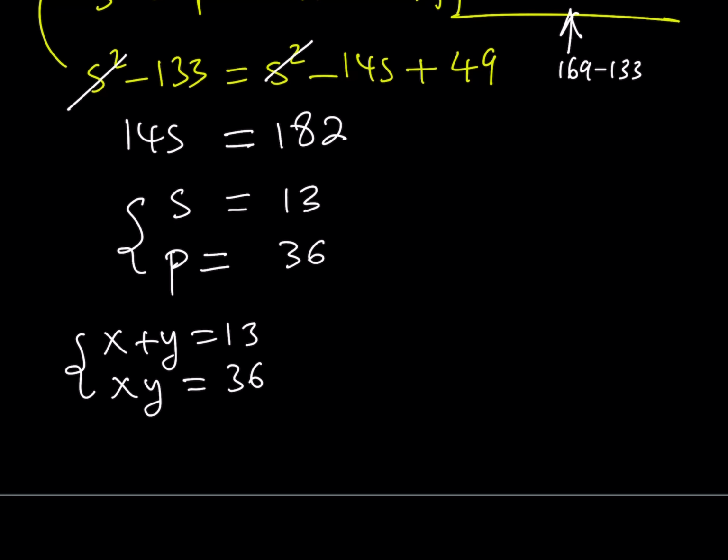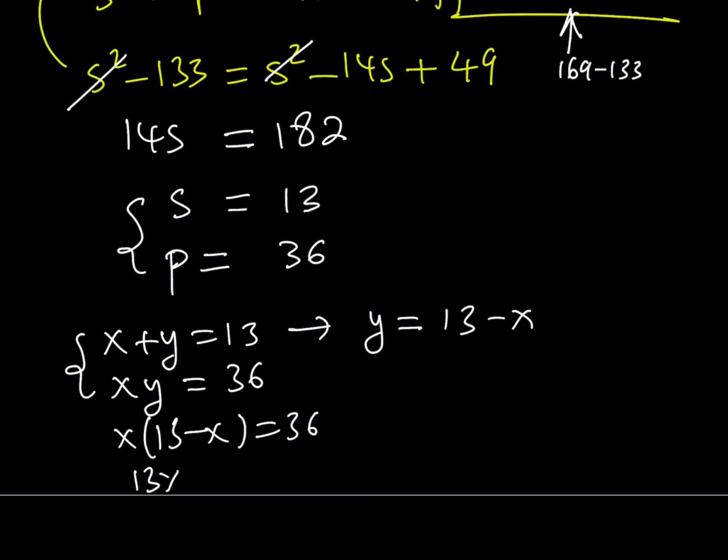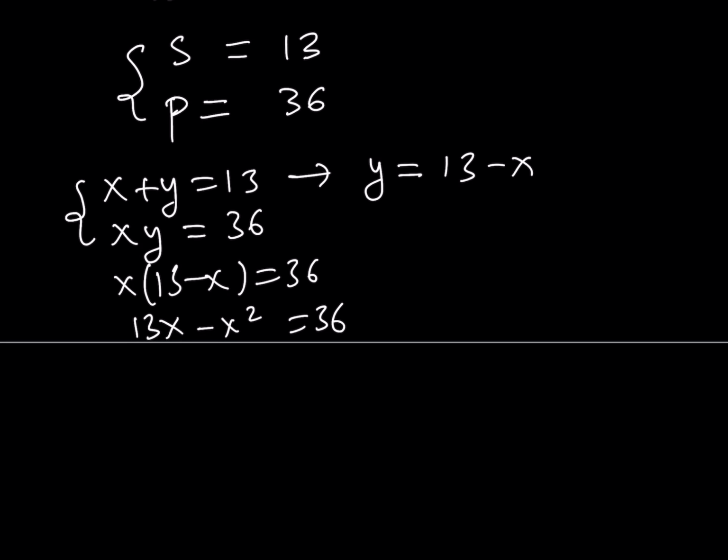Now this is a system of equations that turns into a quadratic equation. For example, if you replace y with 13 minus x, you get x times (13 minus x) equals 36. Then by the distributive property, you get the following, and put everything on the same side. Then you're going to get x squared minus 13x plus 36 is equal to 0. So you can proceed as follows and solve for x, and obviously for y as well.